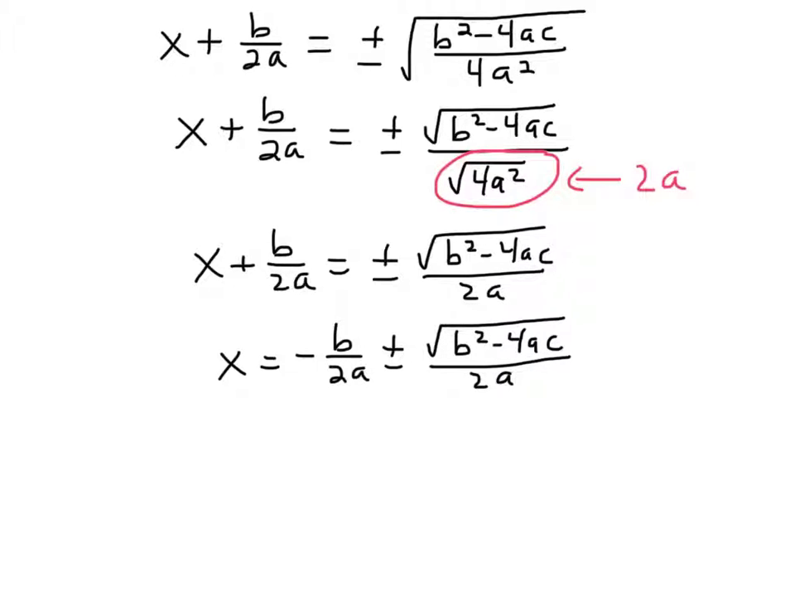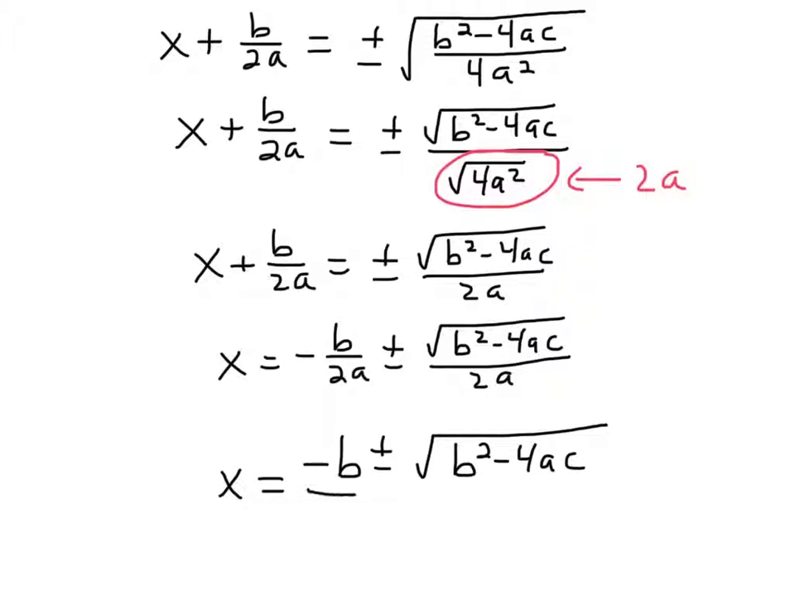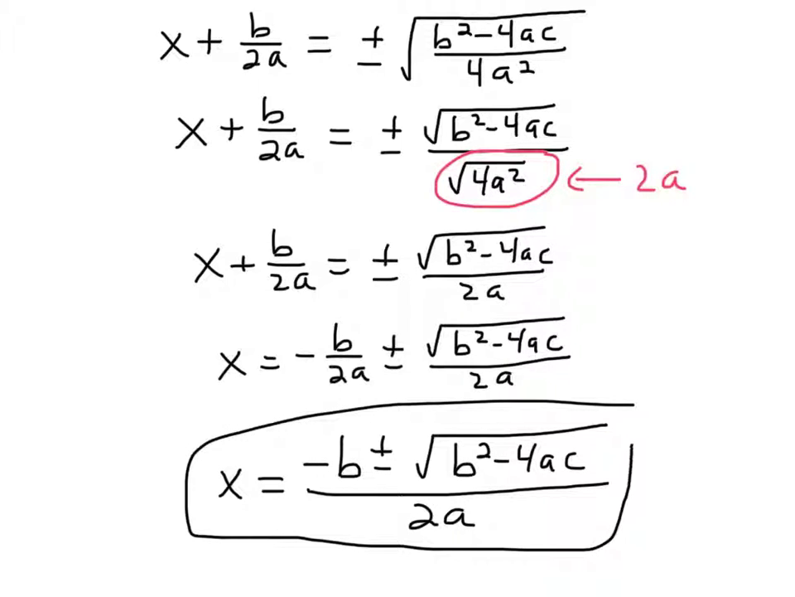And if we wanted to, we could combine that all into one fraction because they have a common denominator. They both have 2a, and you're either adding or subtracting, so you can put that into one fraction. And so you would have negative b plus or minus the square root of b squared minus 4ac, and then that whole thing would be over 2a. Now this final answer that we end up with right here, we'll put a box around it, is called the quadratic formula.